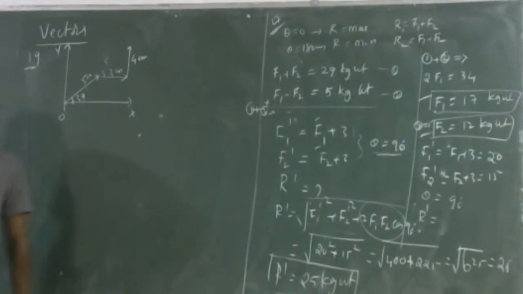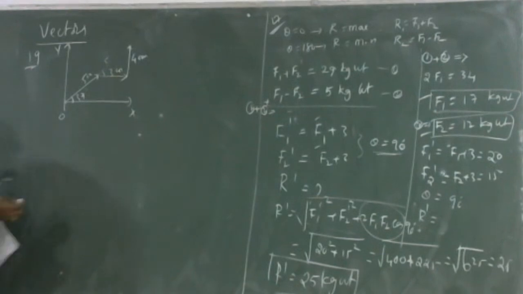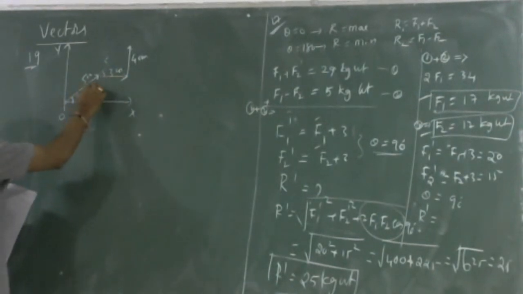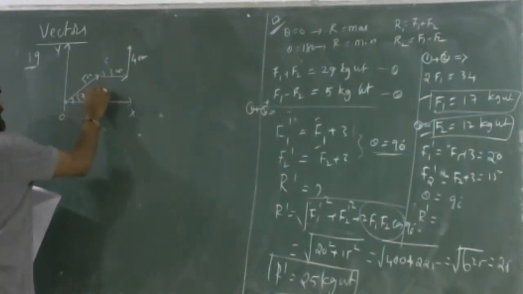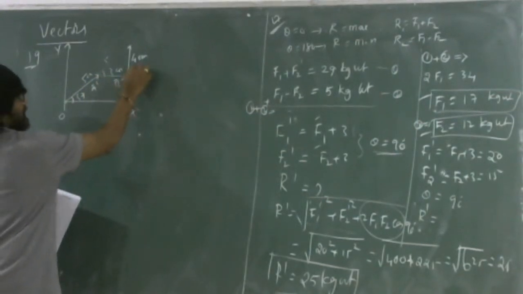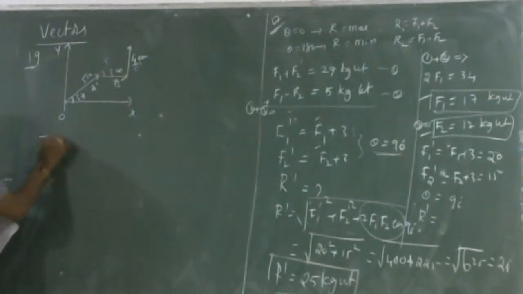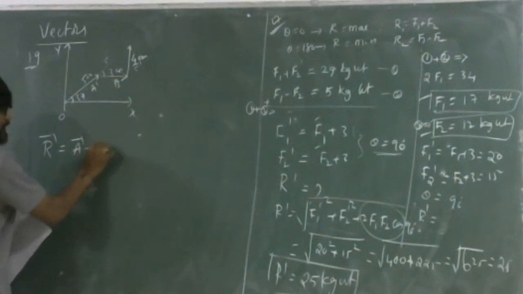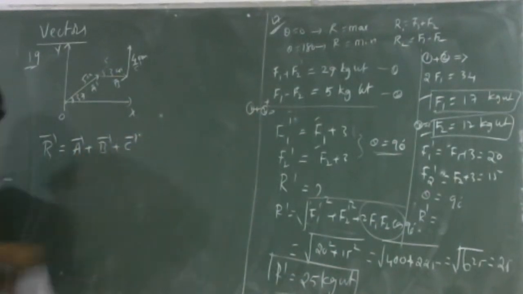If you use the analytical method, it is a little easy. How to do by using the analytical method is, let us say there are 3 vectors. This is A vector, B vector, C vector. Following this, resultant vector is equal to A vector plus B vector plus C vector.